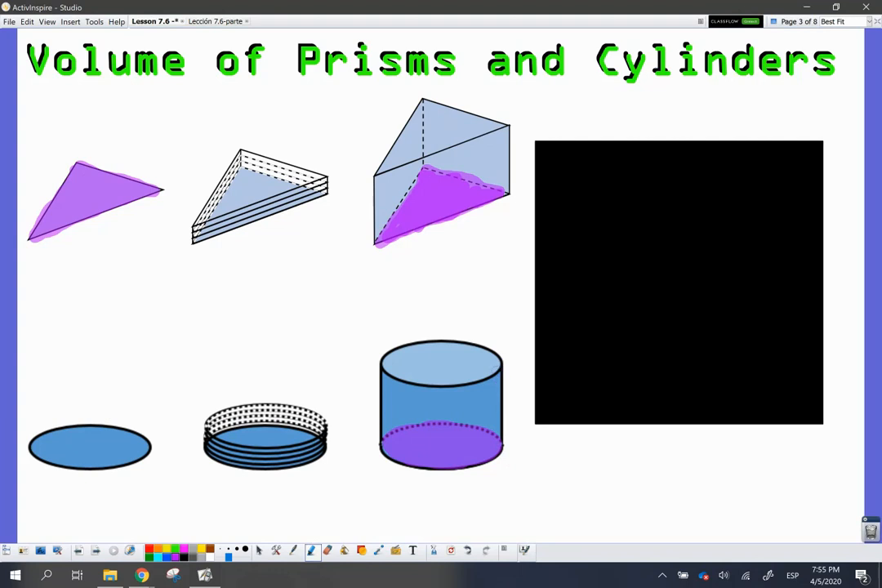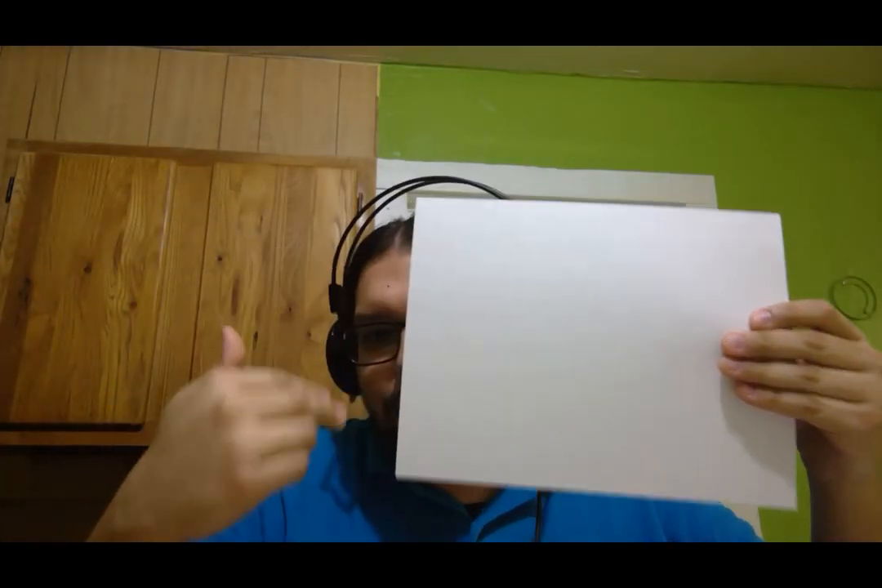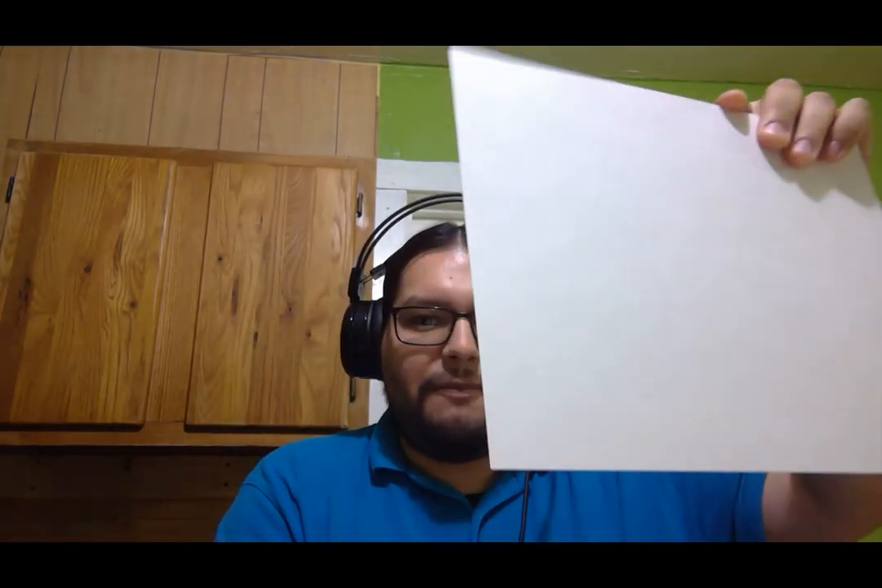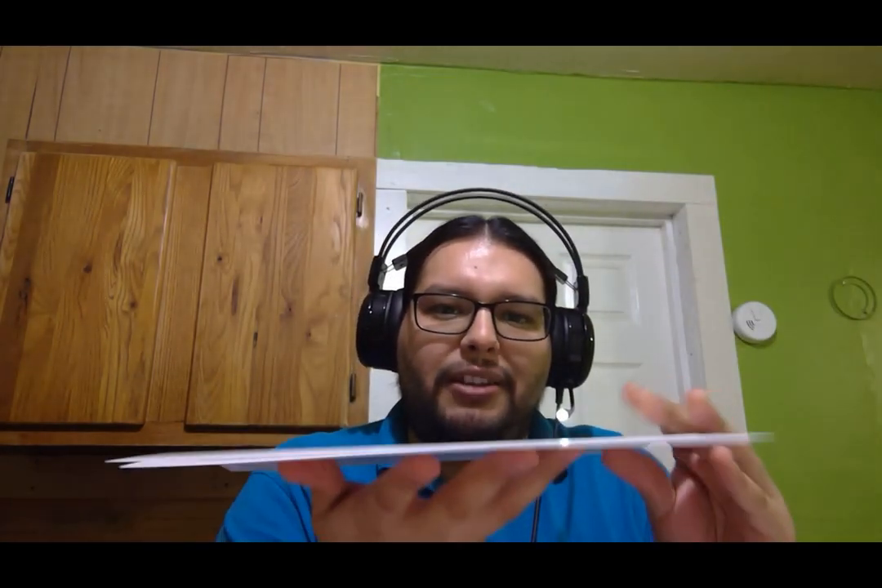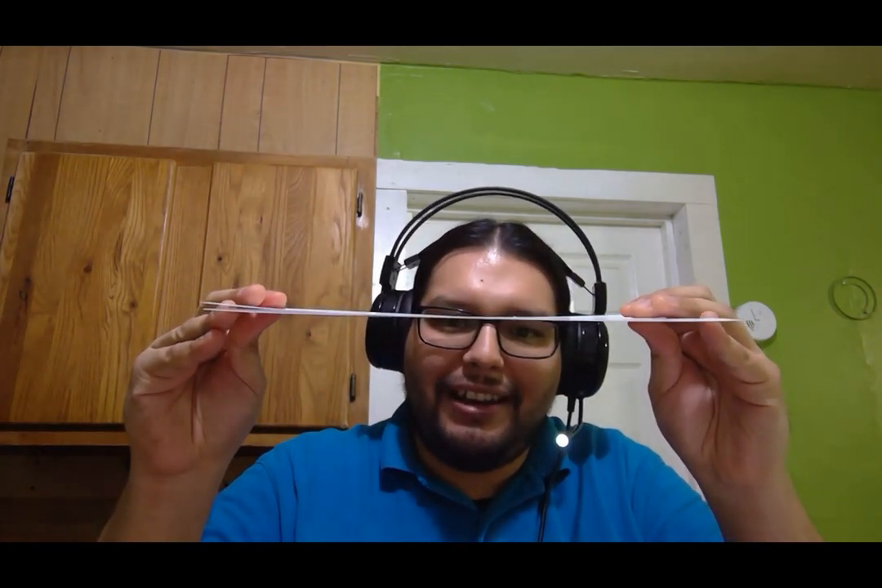For a real life perspective of this, let's turn to Mr. Garcia and see what he has to say. Hey guys, so like Mr. G was saying, I have here a sheet of paper, right? It's a two-dimensional shape because there is no height, there's no depth, just a flat sheet of paper that exists in a two-dimensional plane. It only has length and width. Now, say I take this sheet of paper and I put another sheet of paper just like it on top of it. Well, it's still pretty flat, but you do notice that it's a little bit thicker.